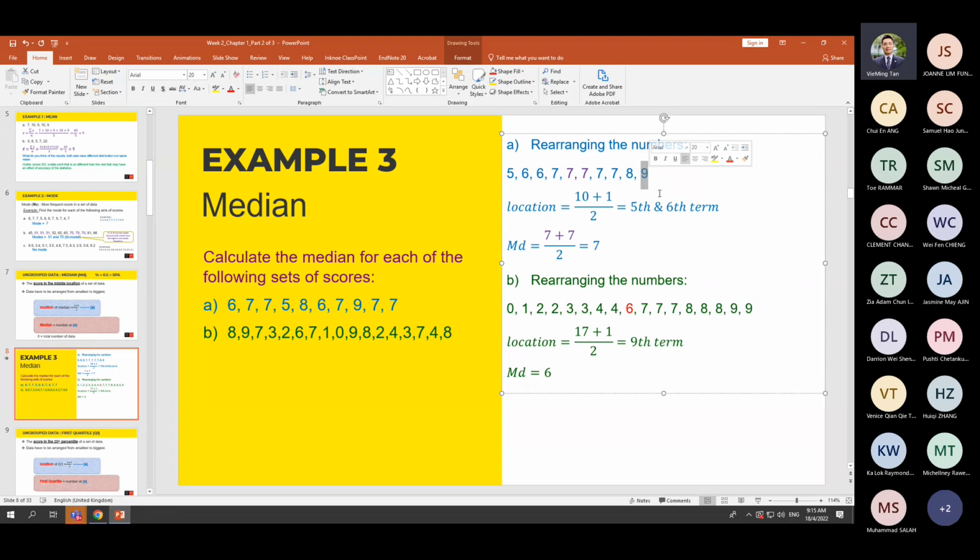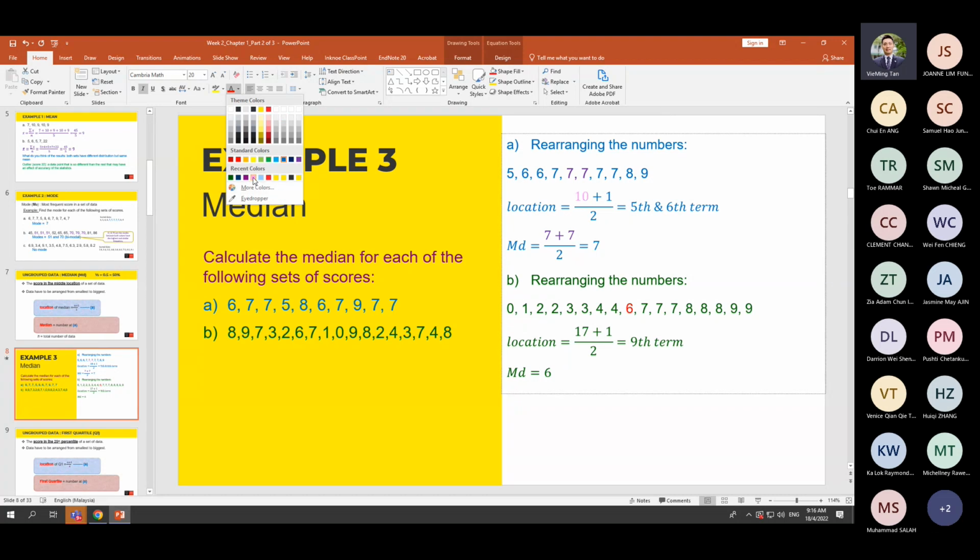So first step is you need to identify the location of the median first. So what is the formula? You have to use (n plus 1) divided by 2. So in this case, we have 10 data, so substitute 10 here because we have 10 data.